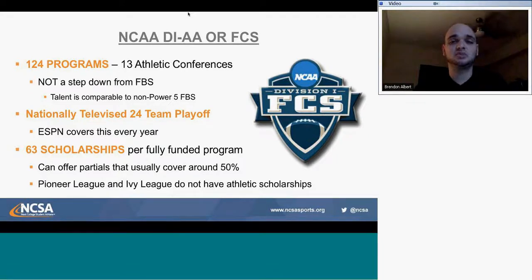Other thing to know about Division I-AAs: if you are someone looking for high academic schools, the Ivy League schools and the Pioneer League are non-athletic scholarship schools. So these schools do not offer athletic scholarships. That's something you need to be aware of when you look into those types of programs.